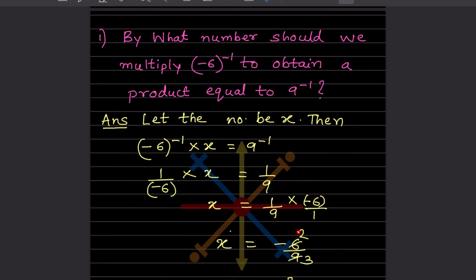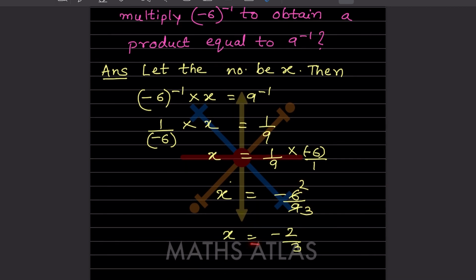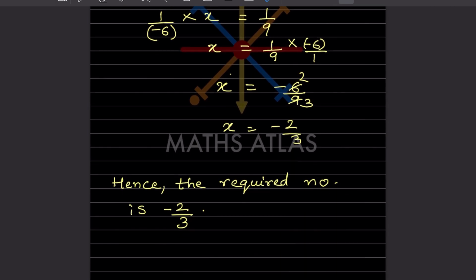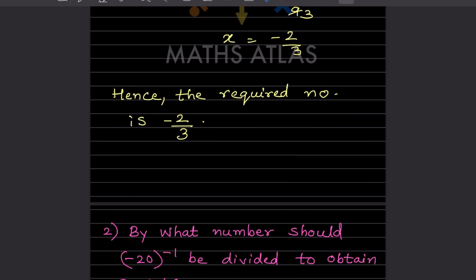So this we have to simplify. 3 2s are 6 and 3 3s are 9. So the answer is x is minus 2 by 3. So we can write, hence the required number is minus 2 by 3.